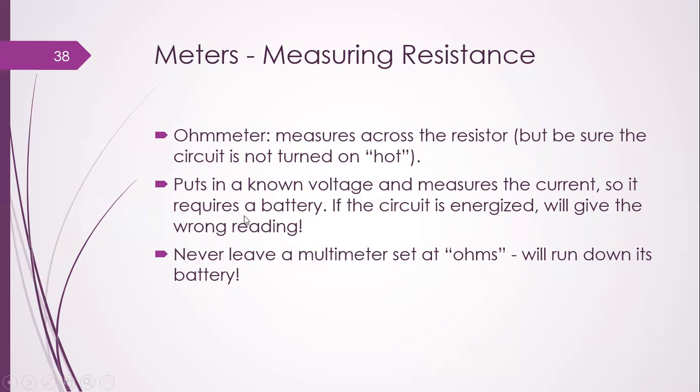The ohm meter puts in a known voltage and measures the current. So it requires a battery. If the circuit is energized, it will give the wrong reading. So that's the reason we need to follow the SOPs. Never leave a multimeter set at ohms, it will run down its battery.